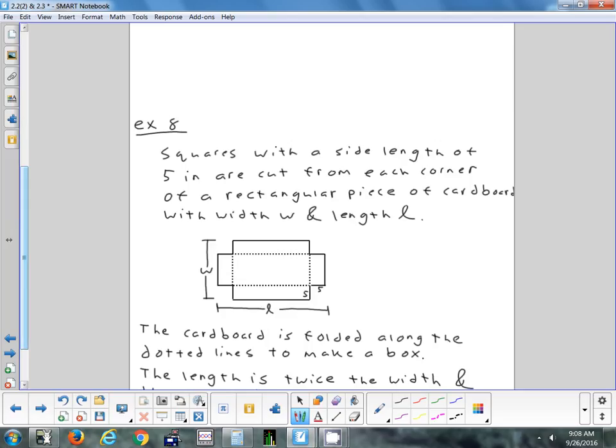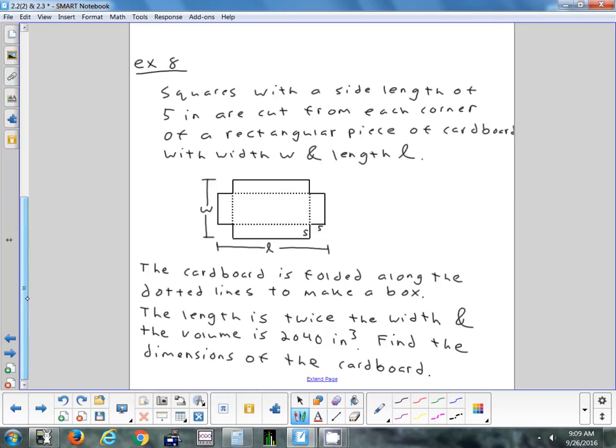What about the width of this section? Yeah, the width is W minus 10. And what's going to be the height of this box once I fold the sides up? How high are the sides? Yeah, the sides are going to have a height of 5. Now, the only problem is I have two variables, L and W, but there's a fact I haven't used yet. The length is twice the width. So what does that mean? Length is equal to what?